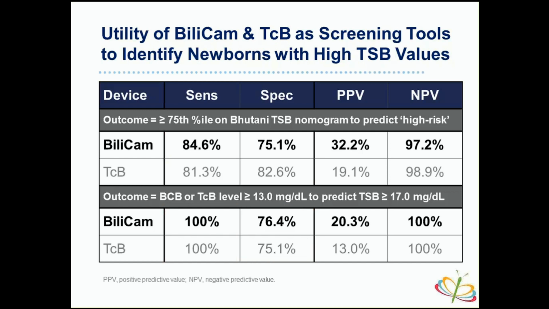They have low positive predictive value. BiliCam has slightly higher at 32% versus 19%. And for the second outcome, again, very low positive predictive values. BiliCam has slightly higher, 20% versus 13%. Negative predictive value for both outcomes is high, 97 and 98, and 100 for the second outcome.